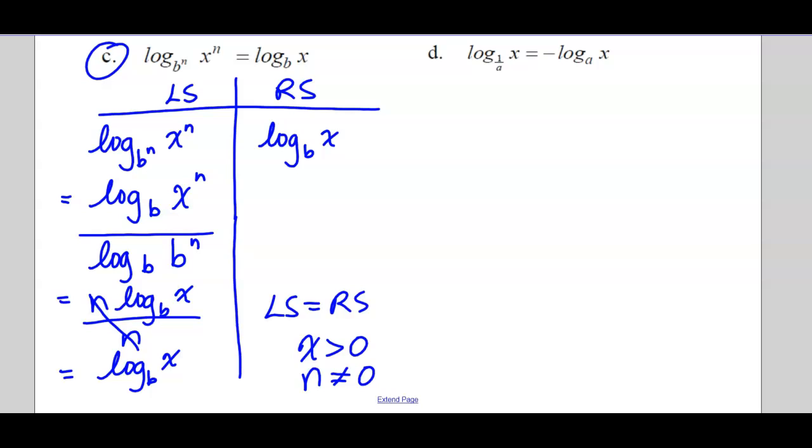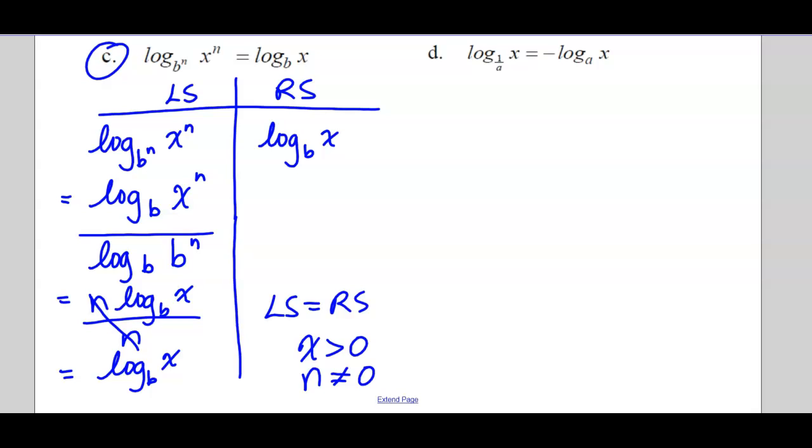D, you can do the same method, change the base. I'm going to leave that one for you to do on your own. Once you've done that, you might actually use that right away if you're simplifying a log expression or solving. We're comparing a base of 1 over a, argument x; that's the same as negative log of base a of x. It's just something to be aware of, but you can prove that on your own.